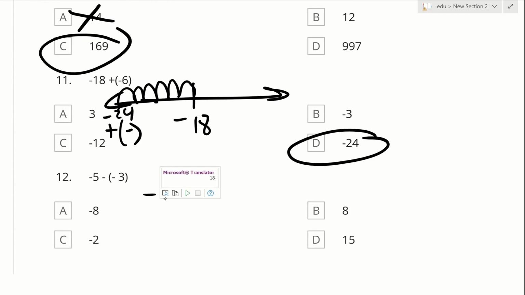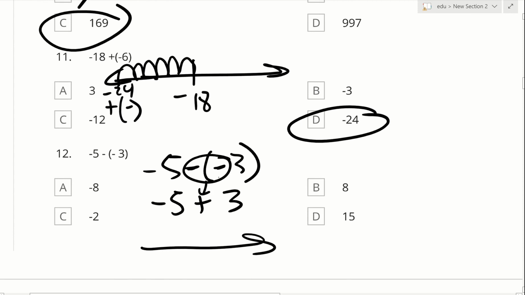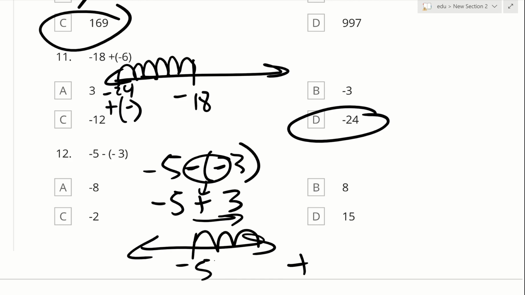So the next one I have is negative 5 minus negative 3. If I have a minus and a negative next to each other, or a negative and a negative, it changes into a positive, because a negative and a negative is a positive. So negative 5 plus 3. I have my number line. Negative 5 plus 3 means I'm going to go to the right 3 times. 1, 2, 3. So negative 5, negative 4, negative 3, negative 2 is my answer.